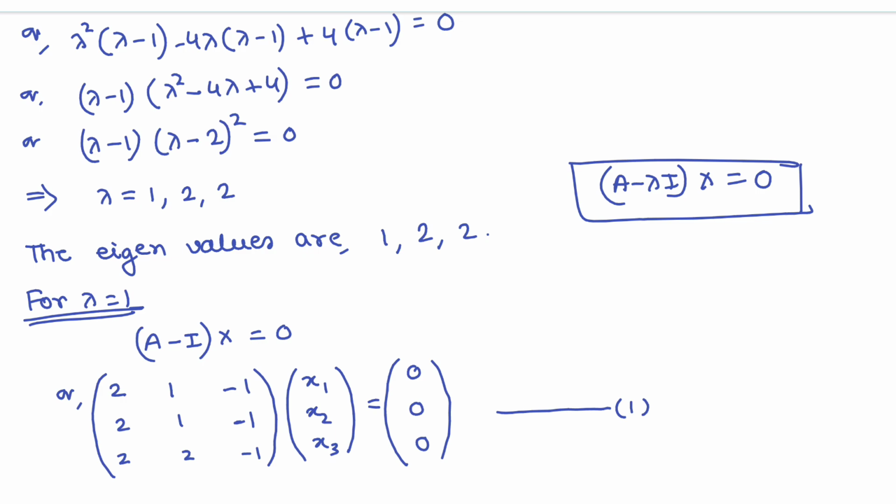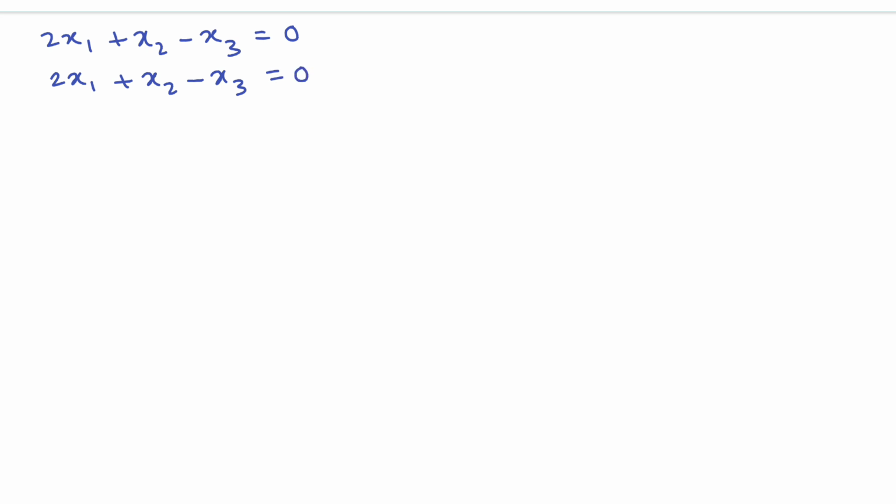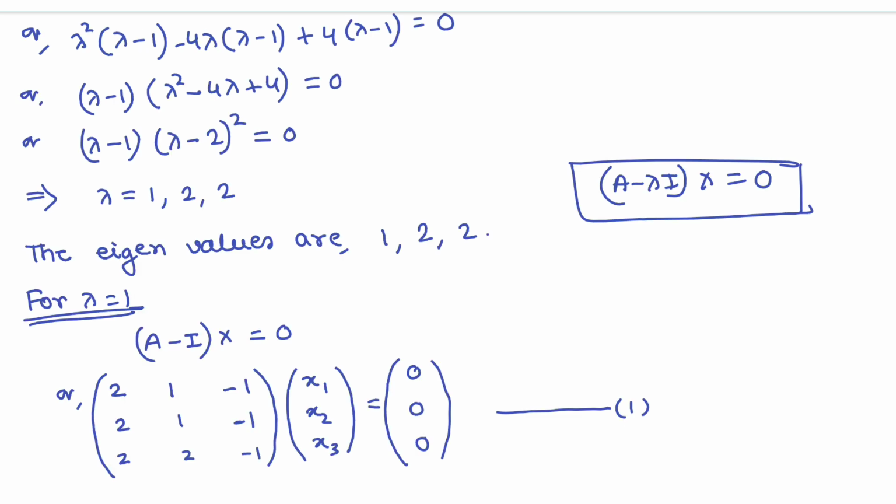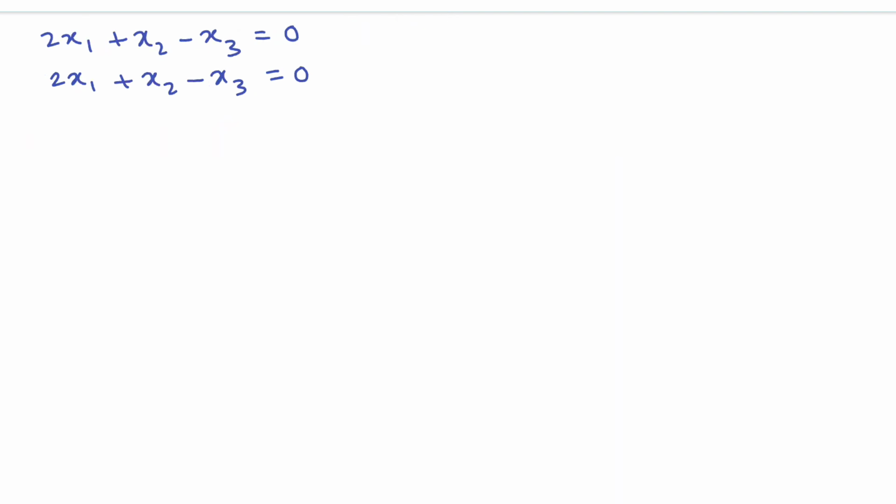2x1 plus x2 minus x3 equals 0. Second equation again 2x1 plus x2 minus x3 equals 0. And what is the last equation? 2x1 plus 2x2 minus x3 equals 0. So obviously this is a homogeneous system of equations.